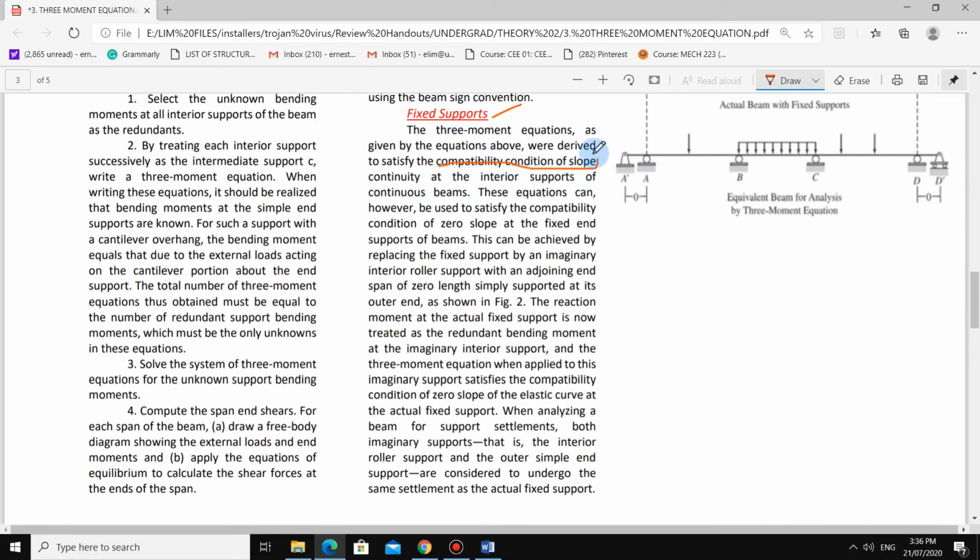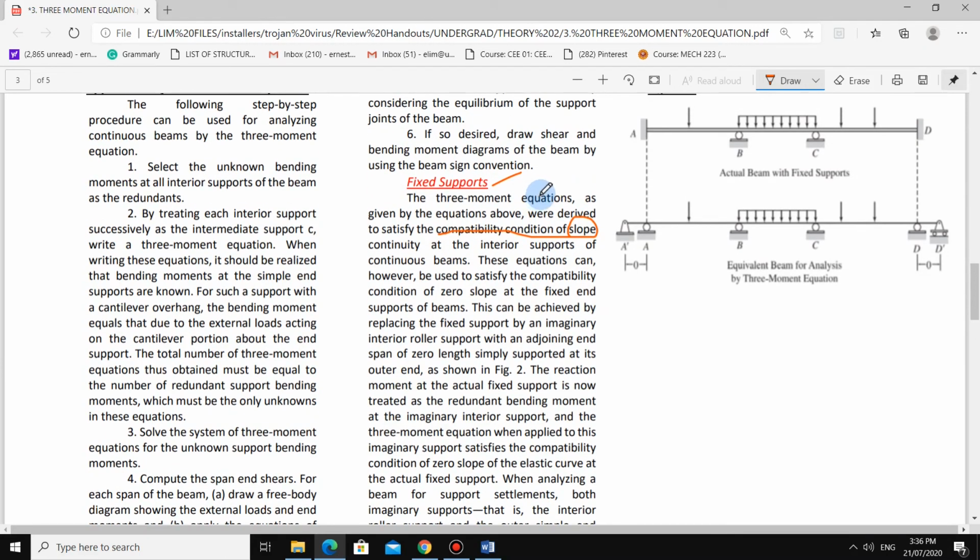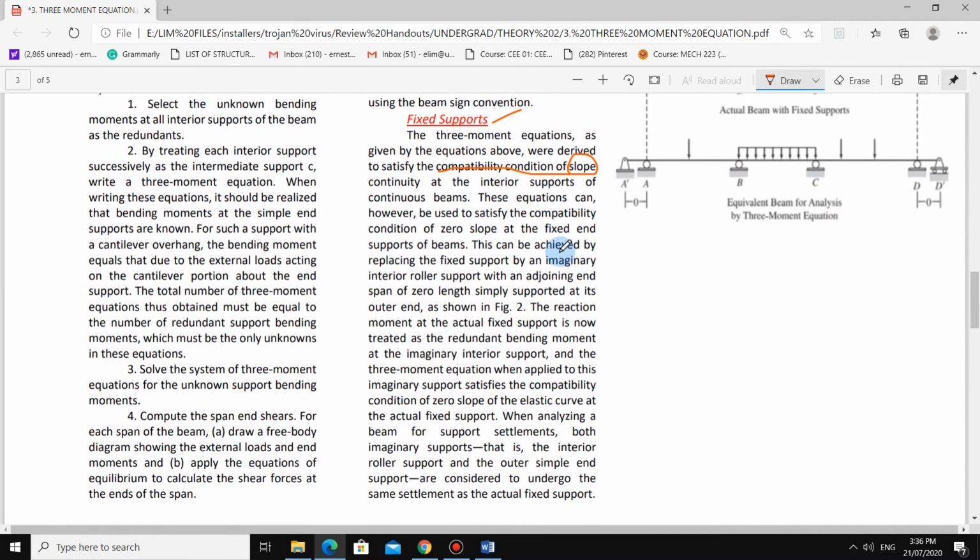Compatible slope, continuity. So the problem, guys, is that once the support is a fixed support, it will not generate any slope, no? Because it is fixed. So you cannot use the 3-moment equation directly. So that is a special case.